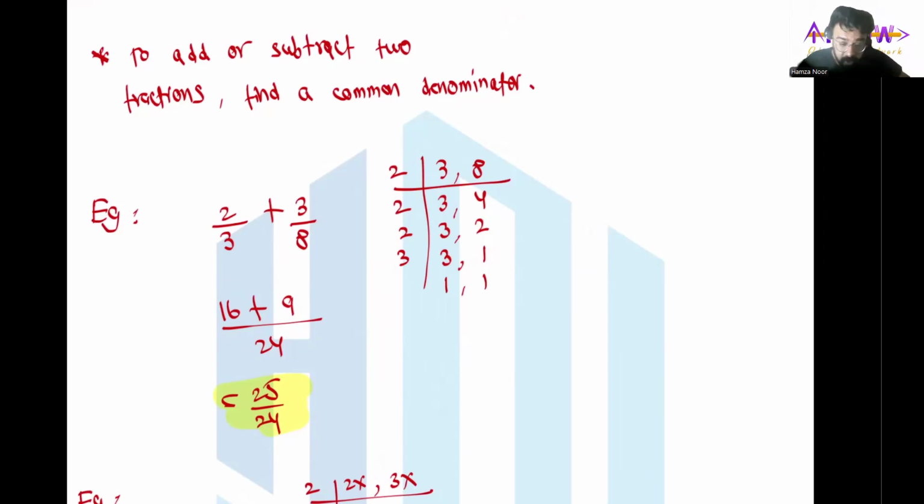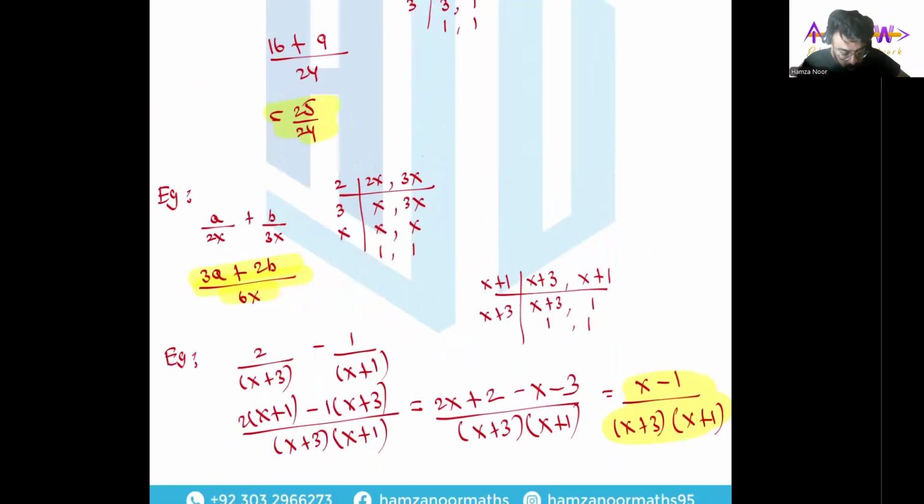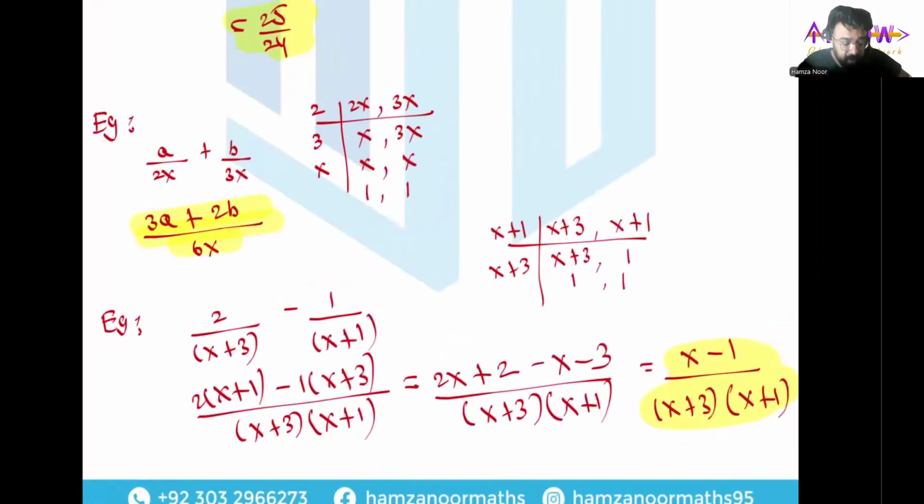Okay, but now you are grown up. Okay, so here we have another example. a upon 2x plus b upon 3x. Now the common mistake which students usually make is that when finding the LCM, they always multiply the terms together. And a very common mistake is that they will say that the LCM is 6x square, meaning 2x multiplied by 3x. However, this is not the case.